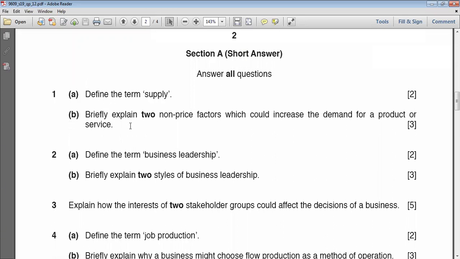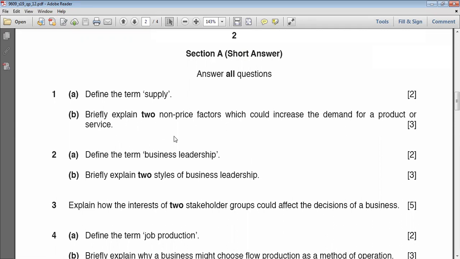So it's more of one package question, but they separate it into part A, definition, part B, brief explanation. Let's say briefly explain two non-price factors which could increase the demand for a product or service. There, you are only asked to explain two, but you are given 3 marks. That is why your explanation should have an example.